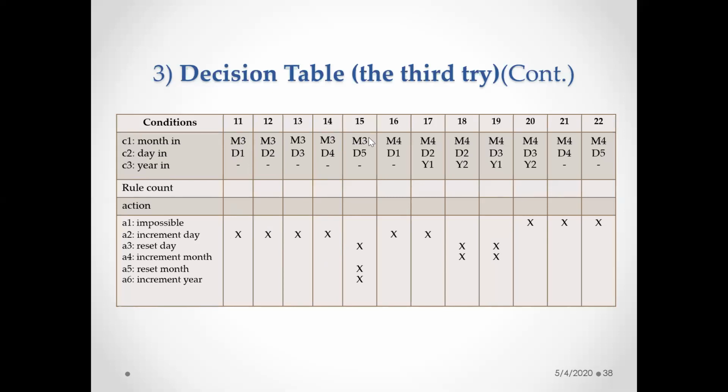What happens with respect to your December month with respect to your day 5? D5 is nothing but the date having 31. Once it reaches 31 in December, at that time you need to reset the day, reset the month, followed by incrementing the year. So the answer that we missed with respect to your second try is getting it over here.